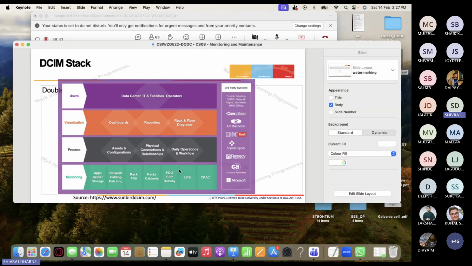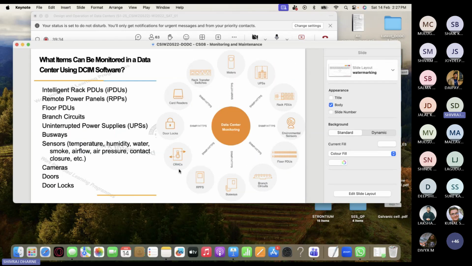So that will be the bottom of this DCIM stack. If you see, this picture gives you the whole picture of everything that is there. Maybe you can just read it and understand what it is. Environment sensors I talked about, UPS power supplies, card readers, door locks, everything. You can see uninterrupted power supplies, intelligent track, PDUs, and the remote power panels, floor PDUs.